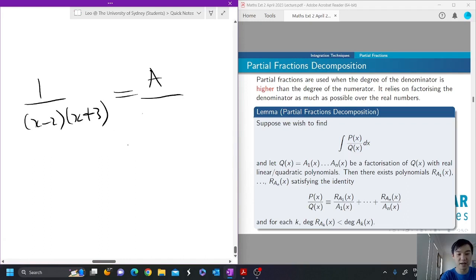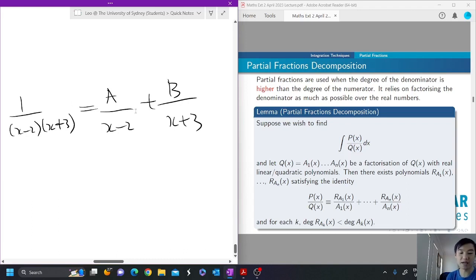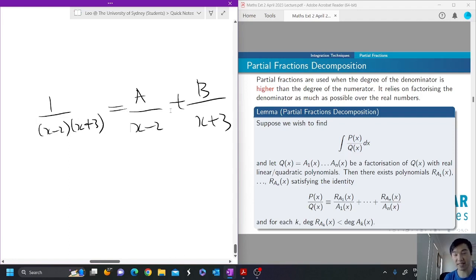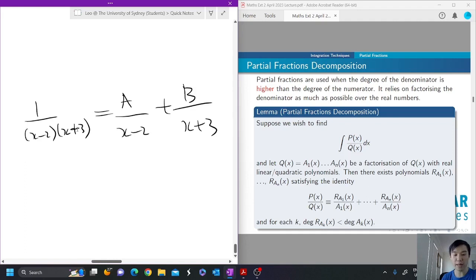as something over x minus 2 plus something over x plus 3. So you can actually simplify it as a sum of simpler fractions, where each new denominator is a factor that you had from the initial denominator, and you just have something in the top.